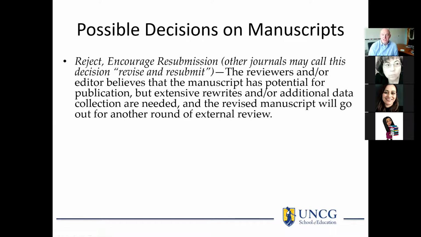The decision that you should really be rooting for or looking for on the first round of reviews is this: reject, encourage resubmission. Other journals call this revise and resubmit. And the reason I really want to hammer this home is because sometimes, especially with newer scholars, they'll get this decision that says reject, encourage resubmission, and all they can focus on is that word reject. And they get really upset and it's like, oh no, my work wasn't any good. If you remember nothing else from this webinar, remember that if you get a reject, encourage resubmission from TRSE, that is good news.